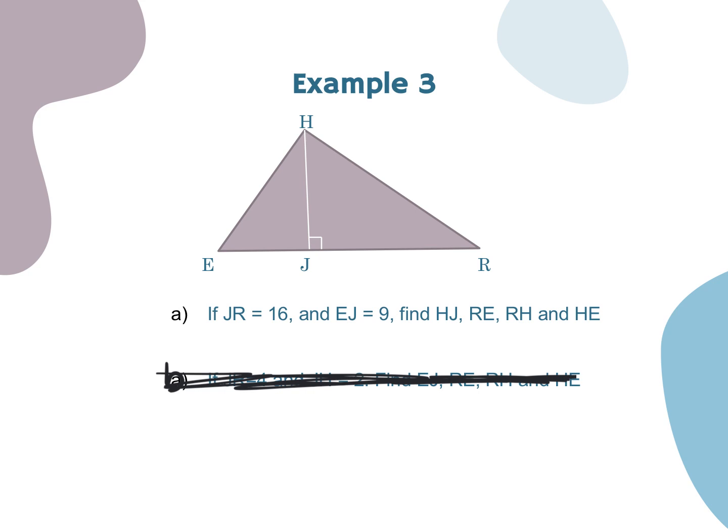So my altitude in purple, and I'm going to call my altitude X. Then I have segment 1 here, segment 2, a leg here, and this leg I'm going to call Z, and then the other leg I'm going to do in pink, and I'm going to call that one Y. And for this problem, they gave me the measurement for segment 1. JR is 16, and segment 2 is 9.